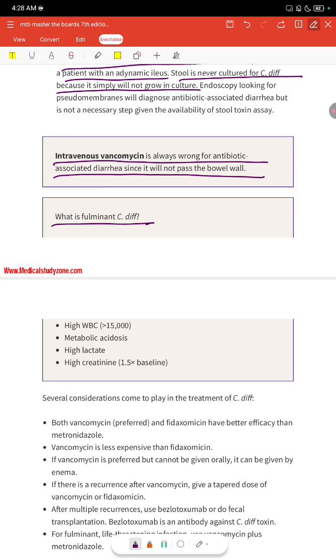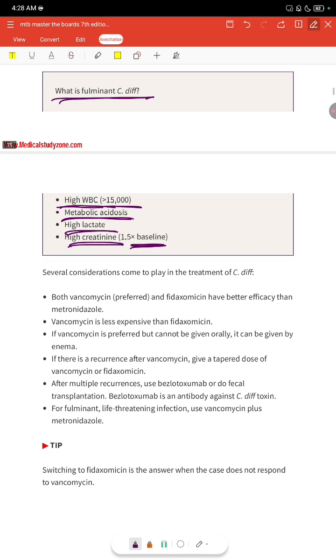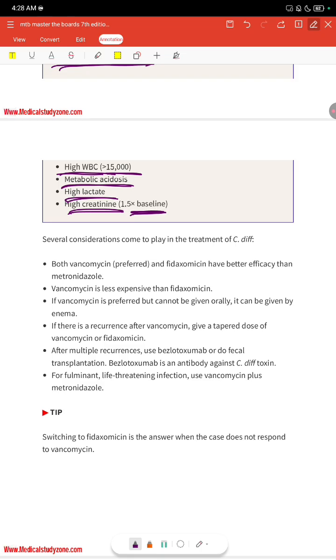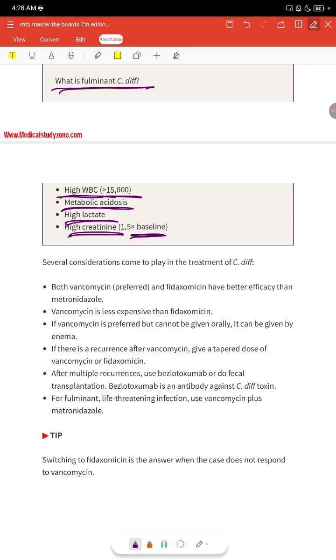So what is fulminant C. difficile? Fulminant C. difficile is when the WBC count is more than 15,000, metabolic acidosis is there, high lactate is there, high creatinine is there, so 1.5 times the baseline creatinine. If it's high that much and the WBC count is more than 15,000, metabolic acidosis and high lactate are there, it's what is called fulminant C. difficile.